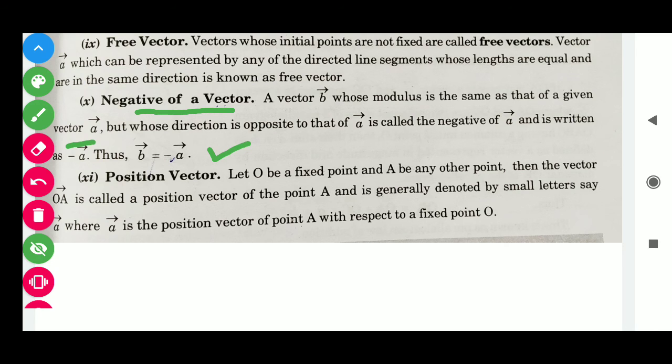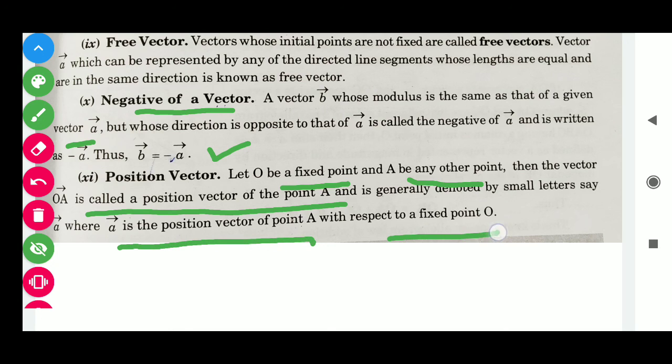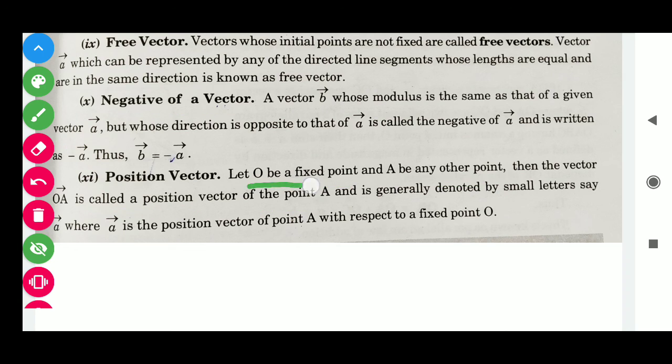Last one is the position vector. Let O be a fixed point and A be any other point. Then the vector OA is called the position vector of the point A, and is generally denoted by a small letter, say a vector, where a is the position vector of point A with respect to fixed point O. Suppose, students, we have O as a fixed point and A is another point, then the vector OA is called the position vector of point A. So in this way we generally denote it by a small letter a vector.